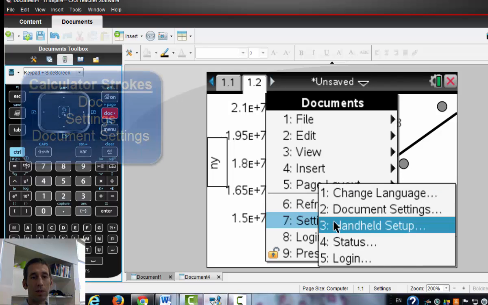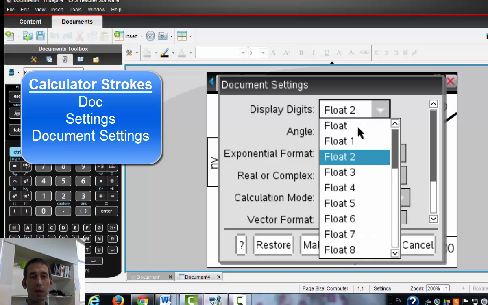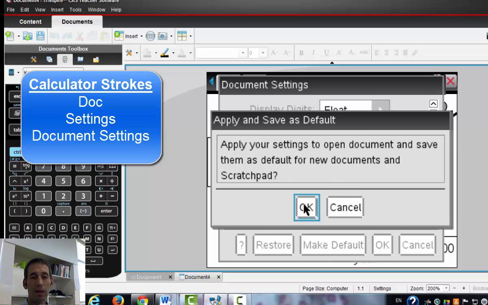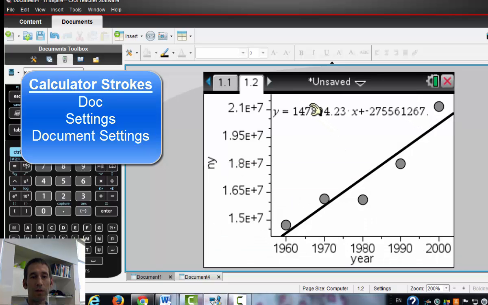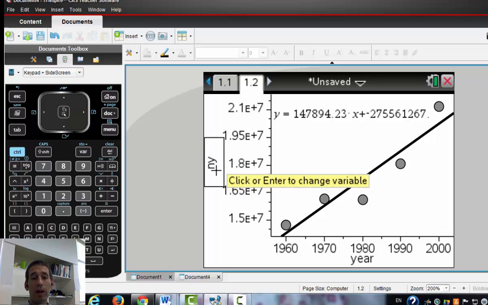In Documents, Settings, Document Settings, this is saying float 2, we'll just put it on float and make it the default. All right, there we go. So we have an equation now. Y equals 147,894.23x plus a negative 27,275,561,267. So this is the equation that goes along with my data.